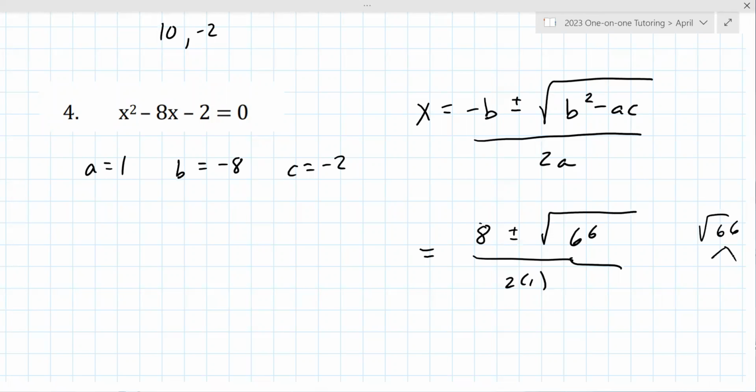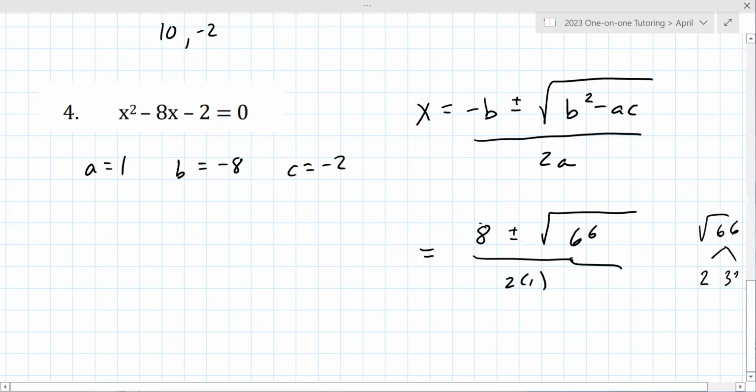I can't square root it. What? One more time, sorry. Because if I try to square root or do the factor tree thing with 66, it goes back to 66. Yeah. So unfortunately, this one doesn't work out nicely, although I thought it did.